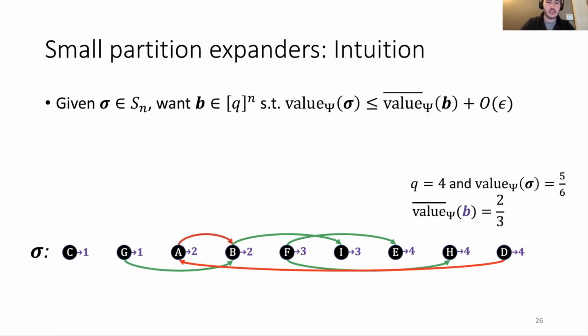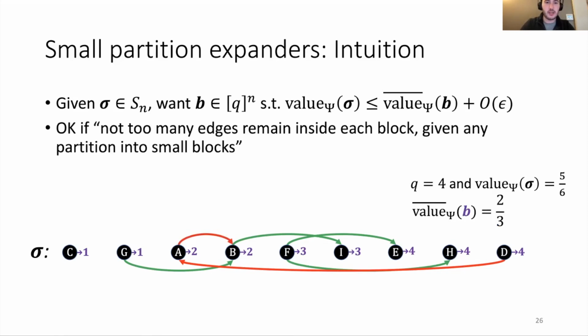However, as long as we have a certain property, which we call small partition expansion, which says that given any partition into small blocks, not too many edges will go from a vertex in a block to a vertex in that same block, it essentially implies that in going from sigma to B, we're not going to lose too many edges. So the value of B won't be that much lower than the value of sigma.